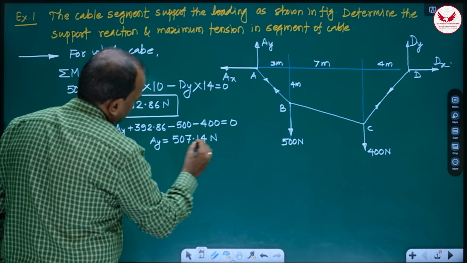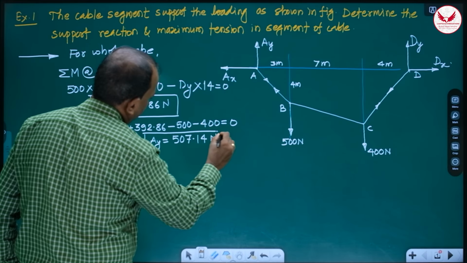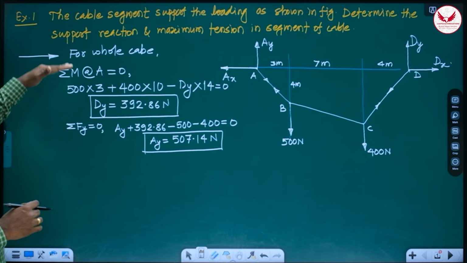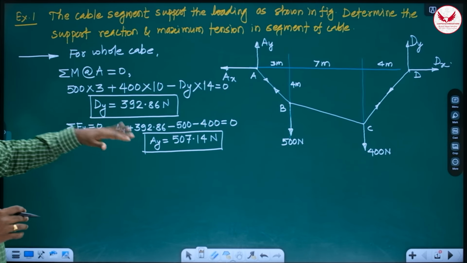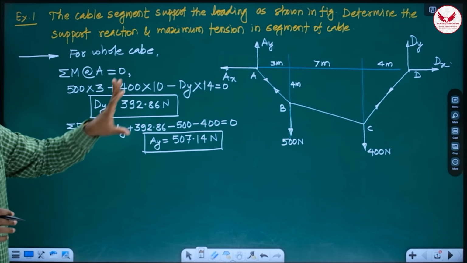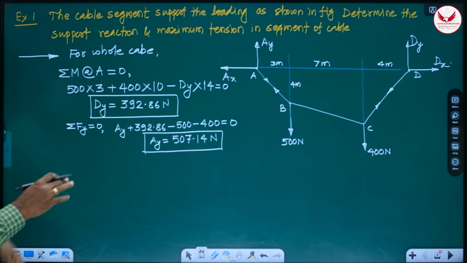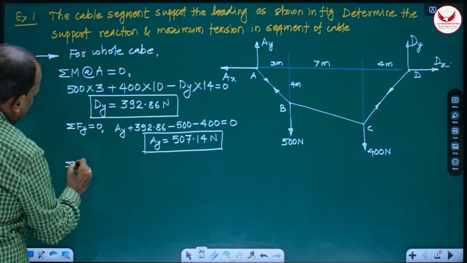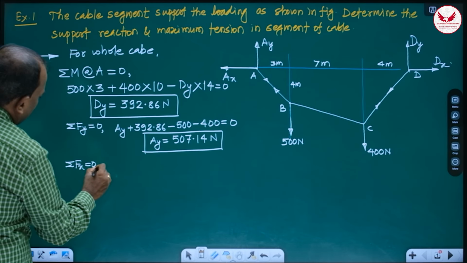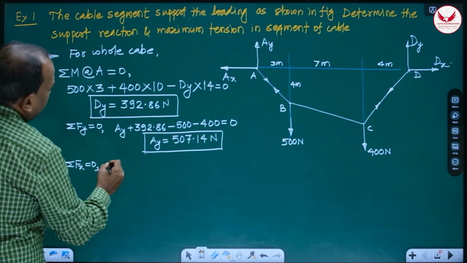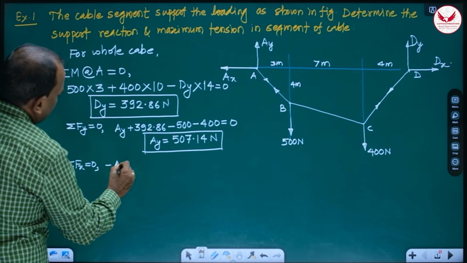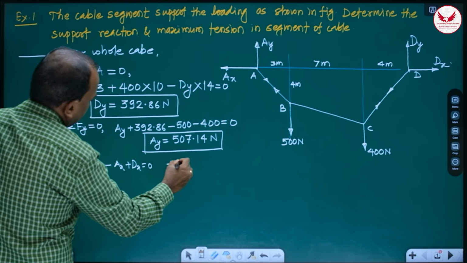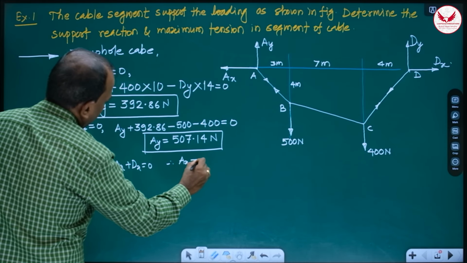In the cables problem, always concentrate on getting AX, AY, DX, DY. Out of that, we easily got DY and AY. In all such examples, we get them in this way only. Then one more thing from this whole free body diagram: if you use the third condition, summation Fx equal to 0, we get minus AX plus DX equal to 0, and from this we get the relation AX equals DX.